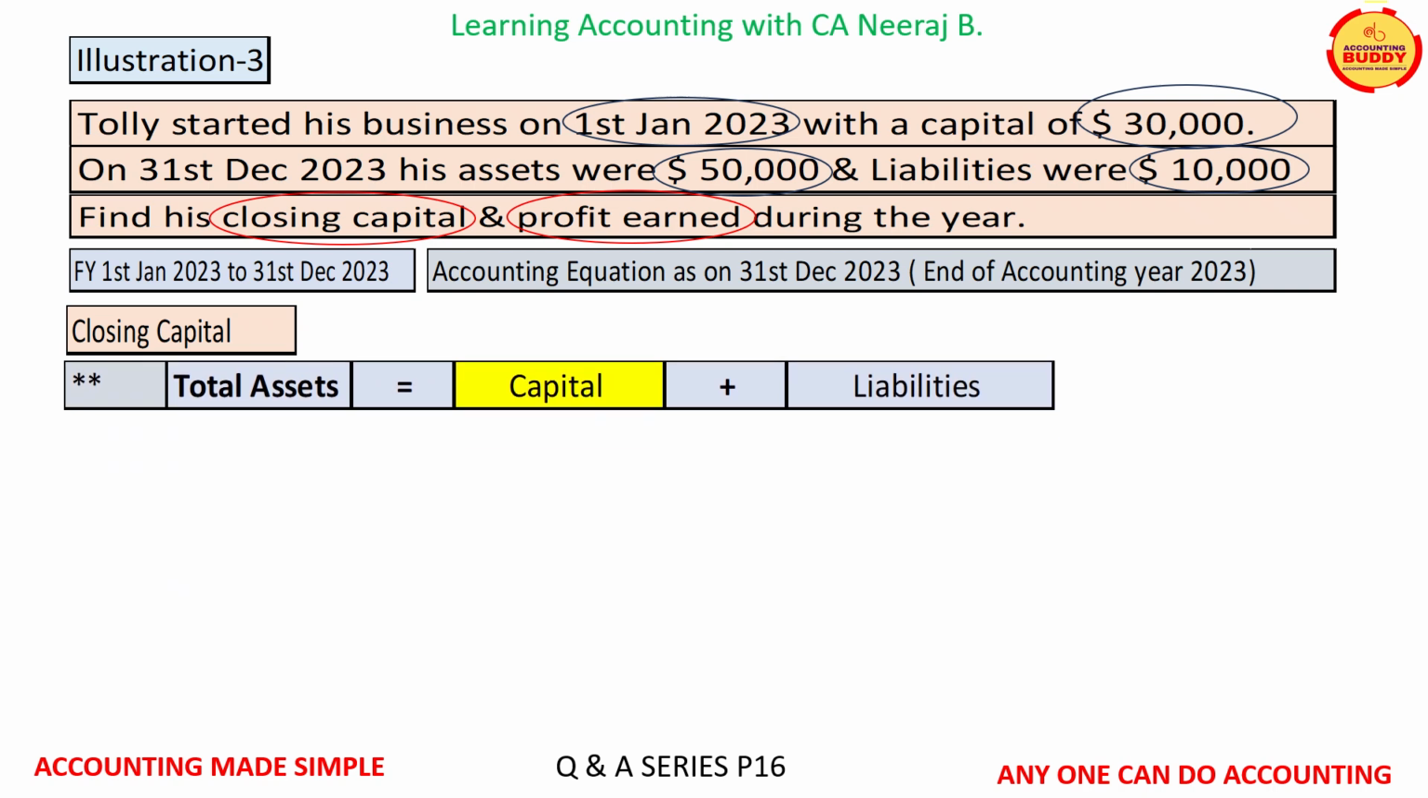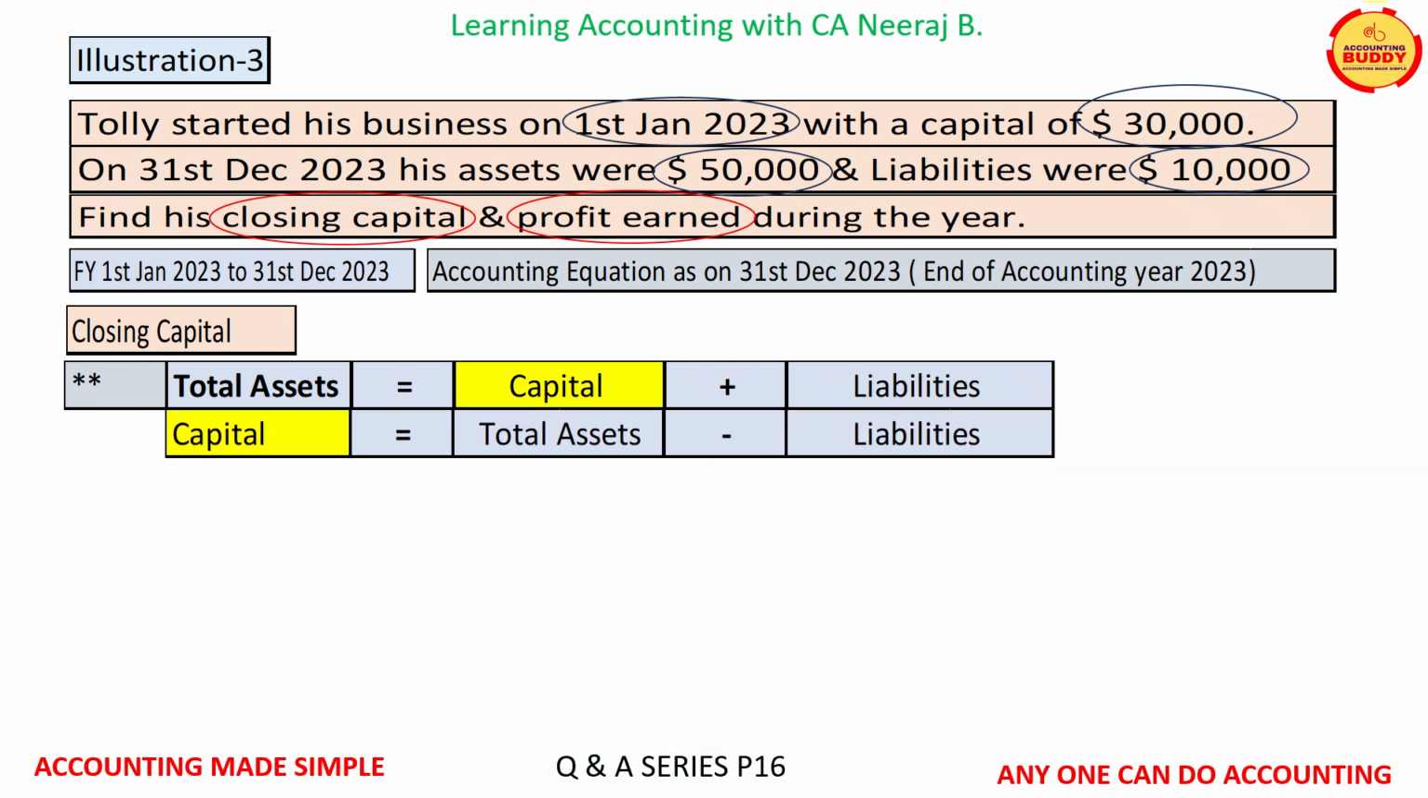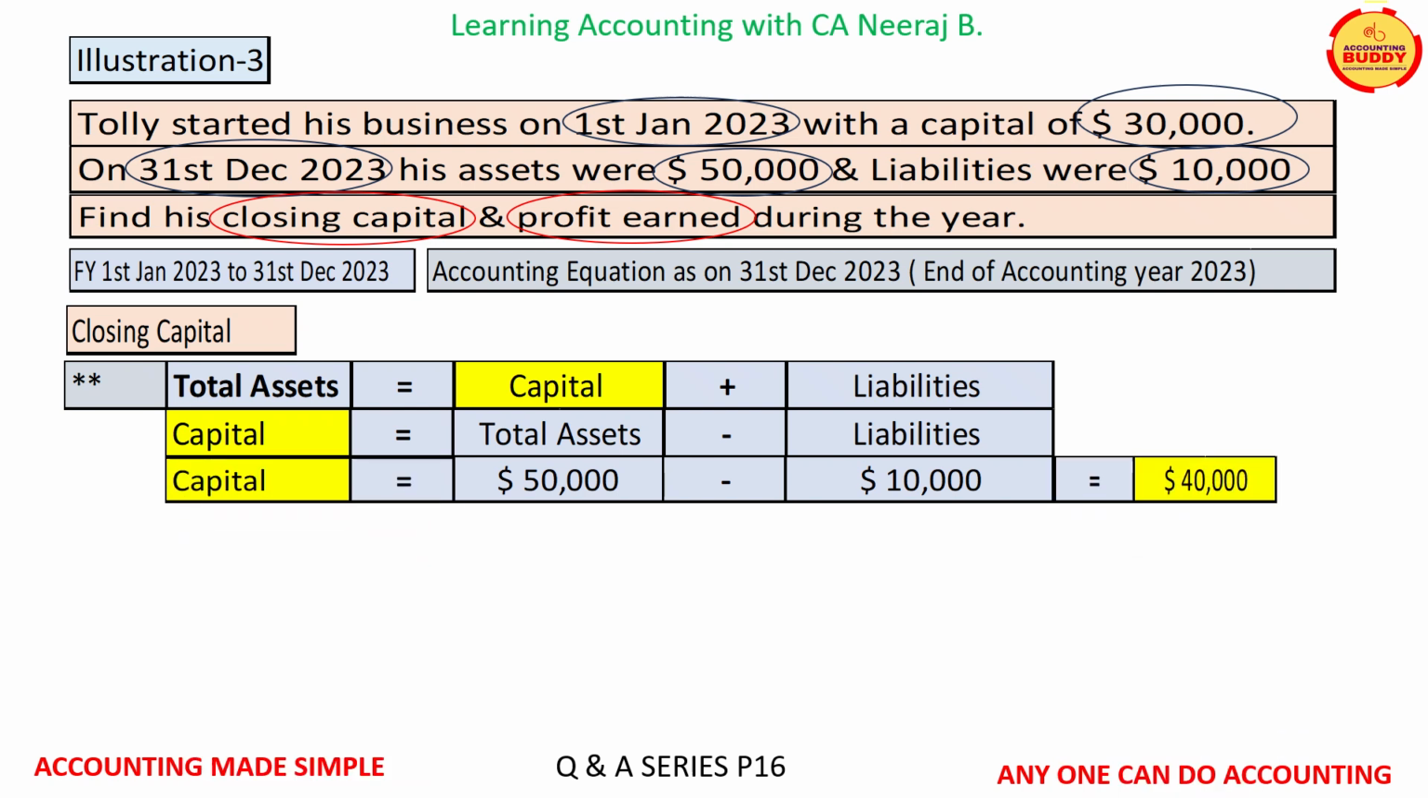Now we know that the total assets are equal to the sum total of capital and liabilities. Out of the three information of the accounting equation as on 31st December 23, we have the information of the total assets and the liabilities of the business. Therefore, we can calculate the closing capital by subtracting the liabilities from the total assets. Total assets as on 31st December are $50,000 and the liabilities as on the same date are $10,000. Therefore, the closing capital as on 31st December 23 will be $40,000.